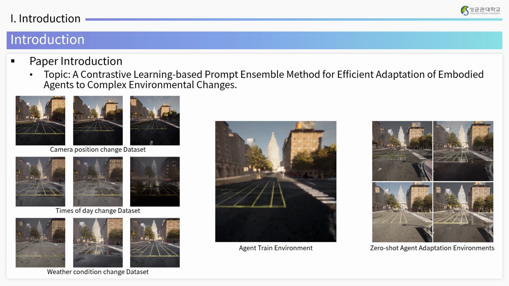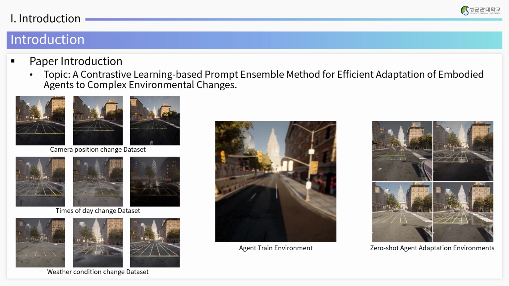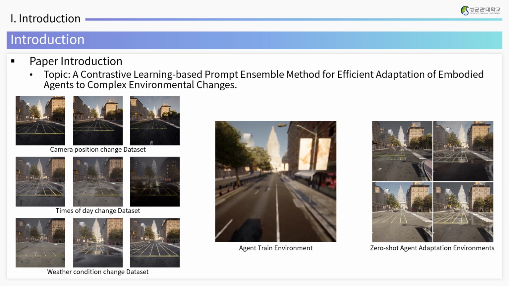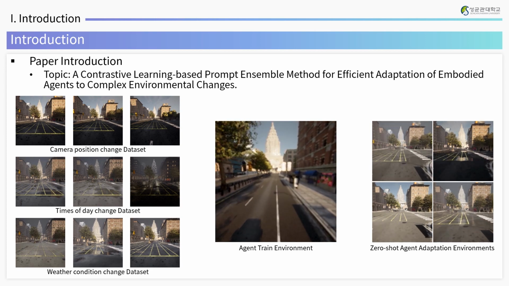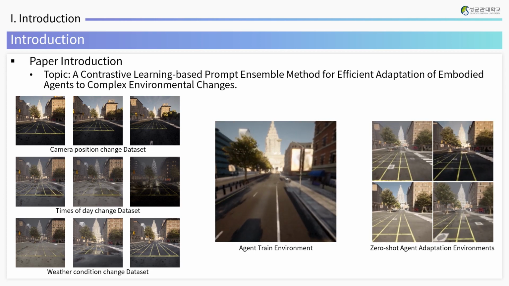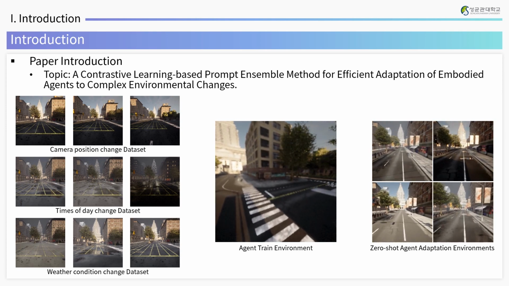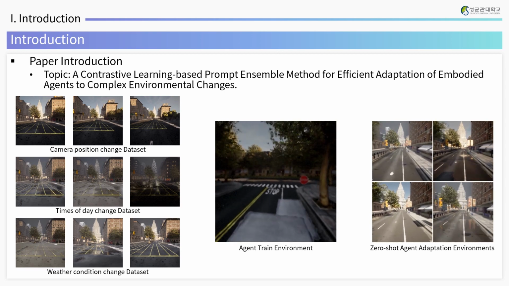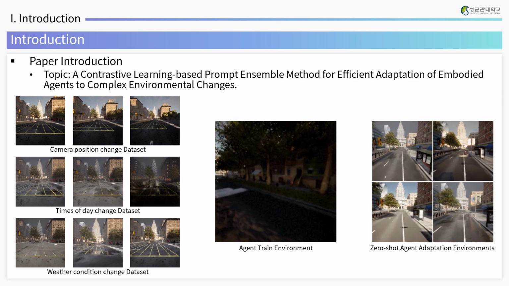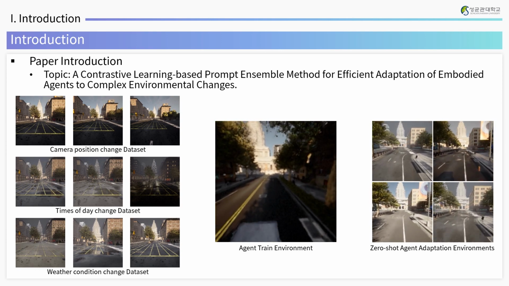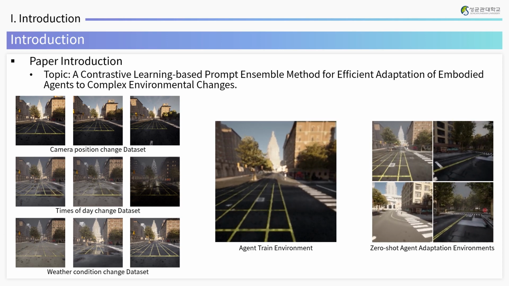I'd like to begin by giving you an overview of the research paper we will be discussing today. What you're seeing on the screen are actual environmental results. These demonstrations show an autonomous driving agent. This agent is performing tasks in new environments shown on the right side. These environments were not encountered during its training. Remarkably, it adapts without any additional training.